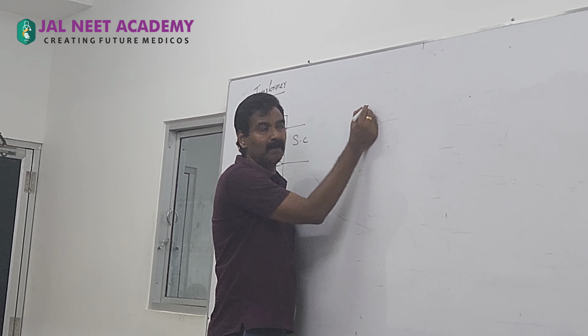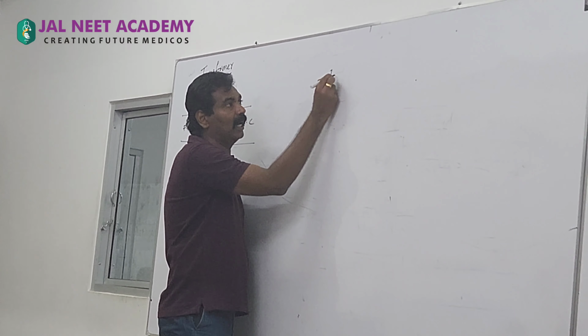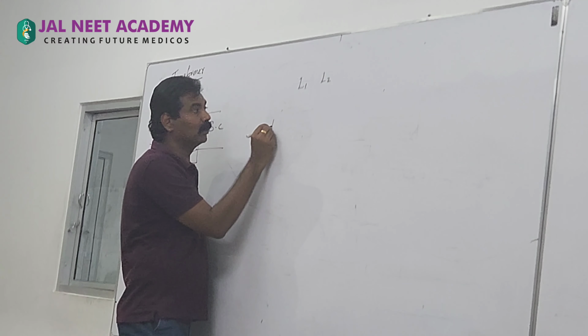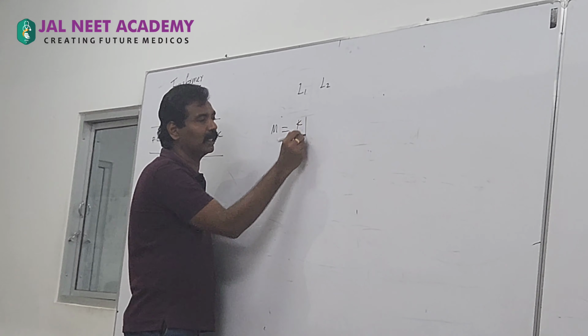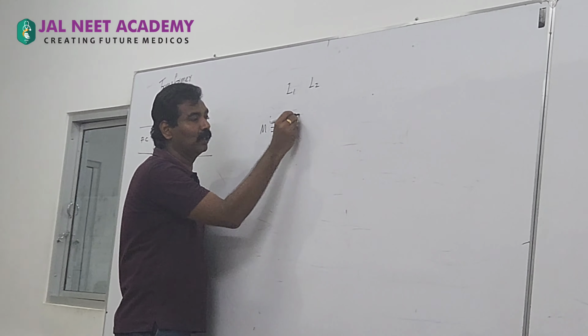If the self inductances of the two coils are L1 and L2, then the mutual inductance is M equals K into root of L1 L2. K is a constant called the coupling constant.